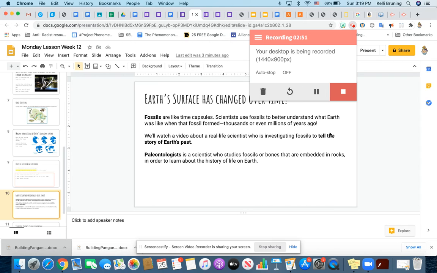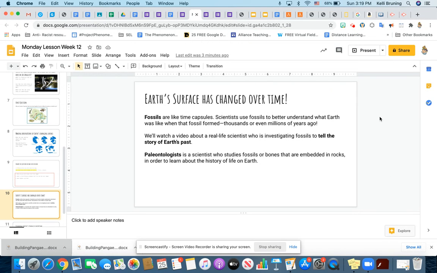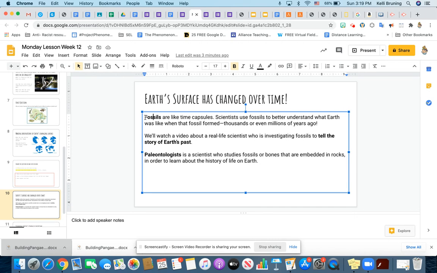So now that you've made some observations about how Earth has changed over time, we want to think about how fossils can help us figure out how the Earth has changed over time. So we want to think of fossils like time capsules. So scientists use fossils to better understand what Earth was like when that fossil was formed, thousands or even millions of years ago. So we're going to watch a video about a scientist who's investigating fossils in order to figure out the story of Earth's past.